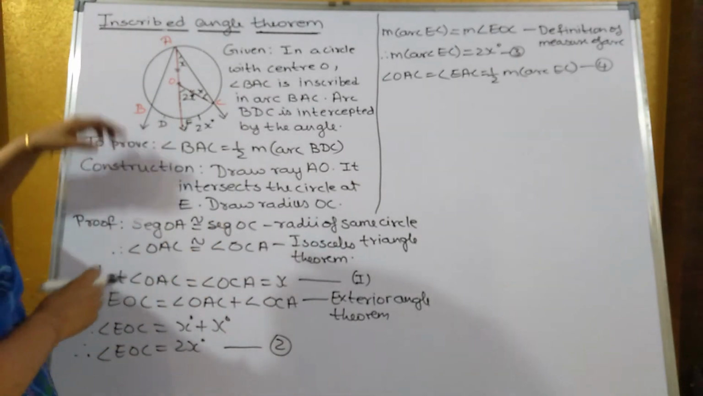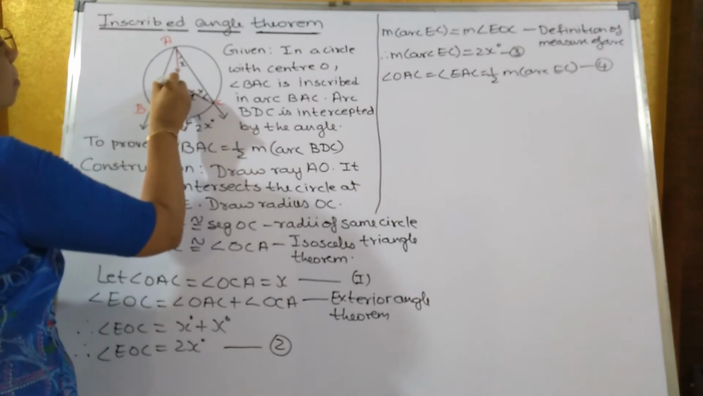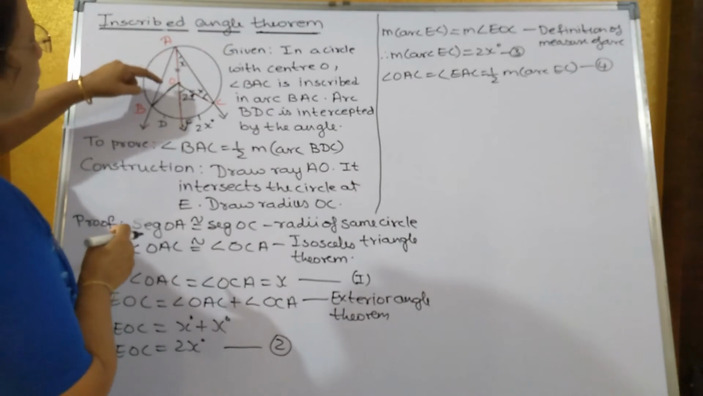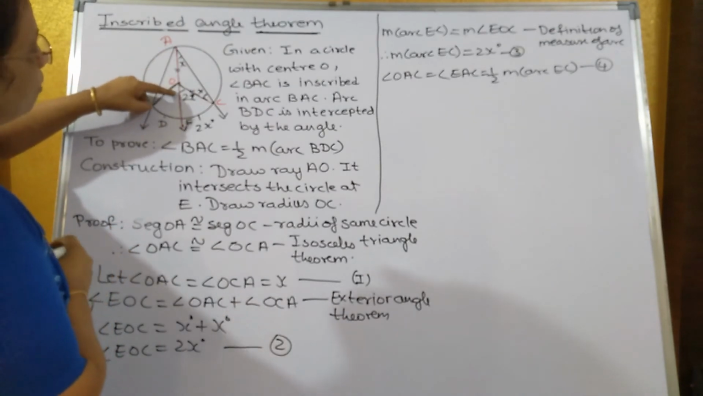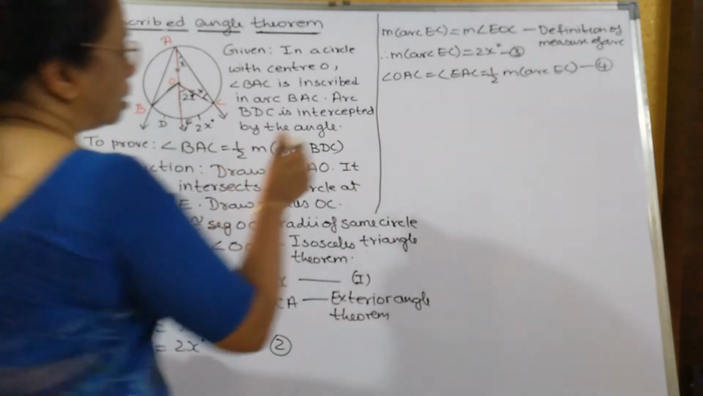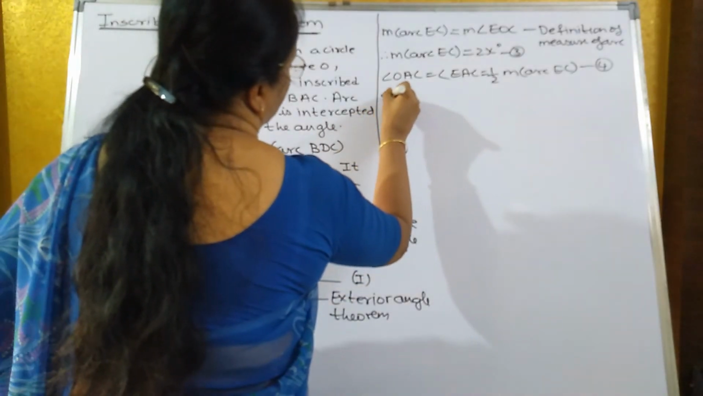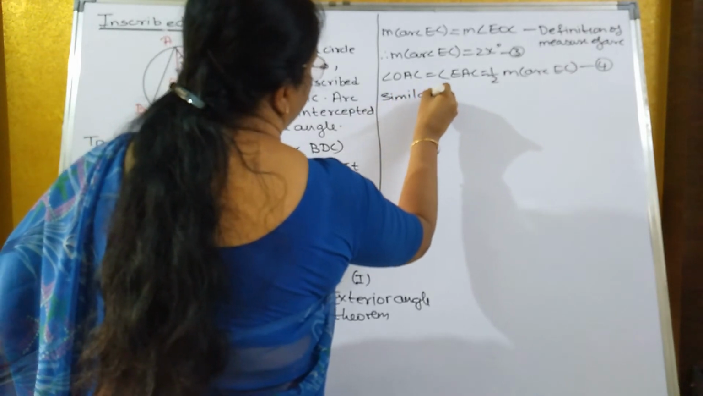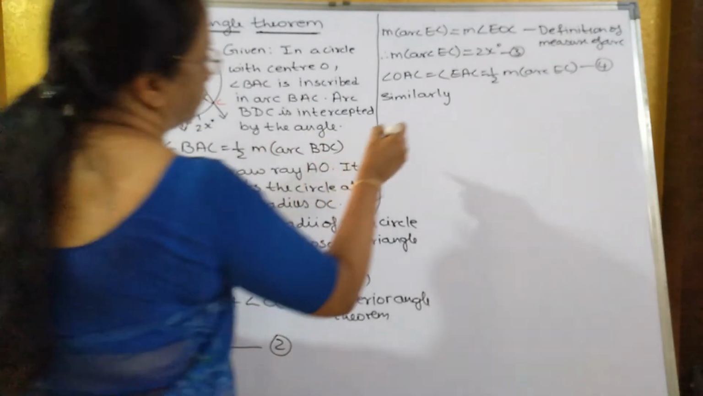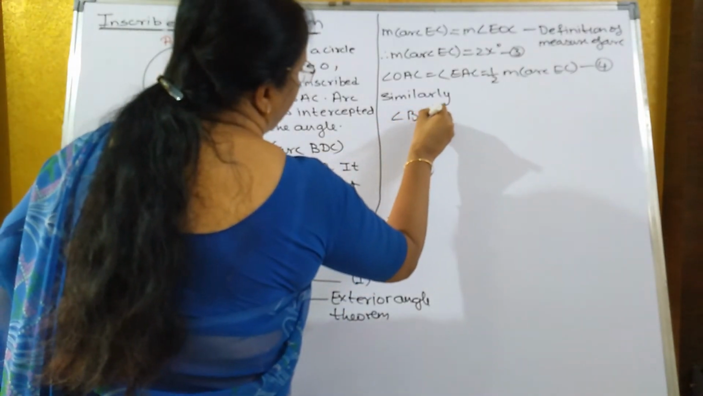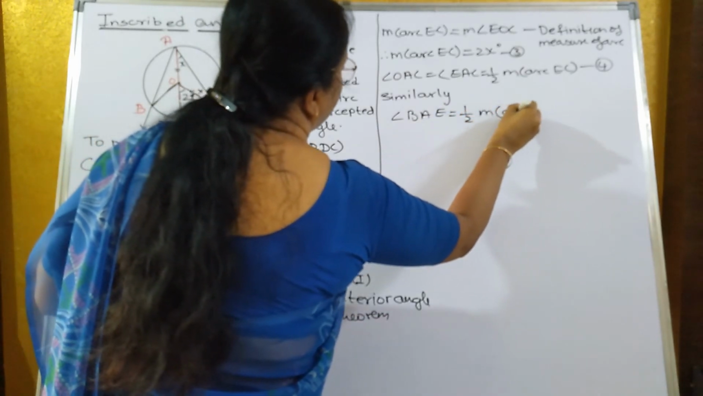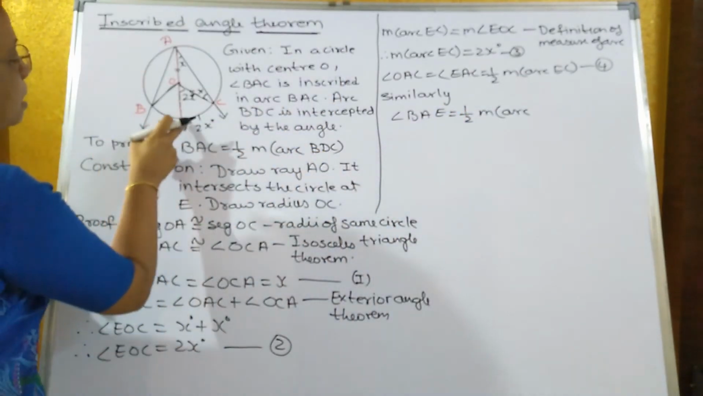Now if I join OB this way, similarly we will get these two angles equal to x, and therefore this angle will be 2x. So this arc will also be equal to 2x. So similarly angle BAE is equal to half of measure of arc BE.